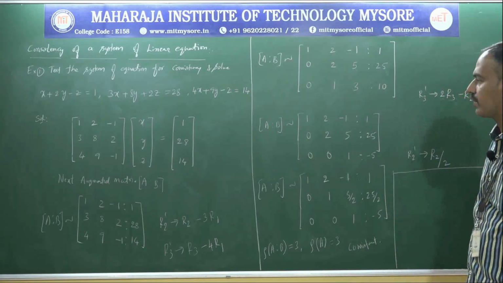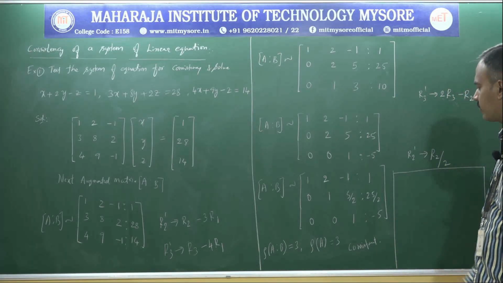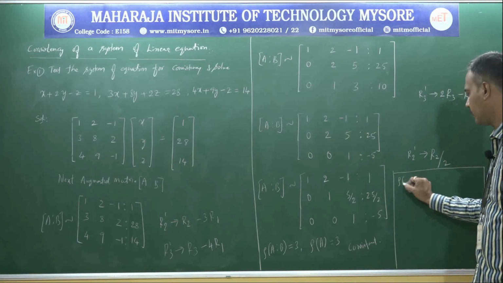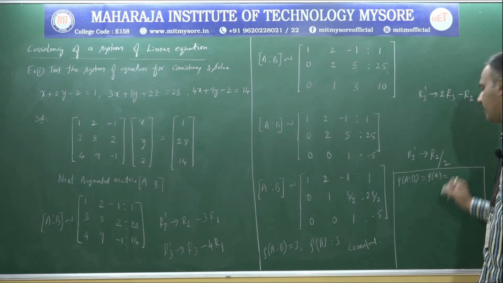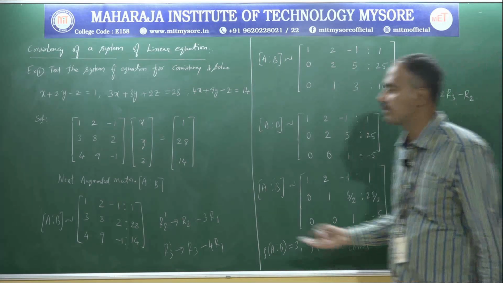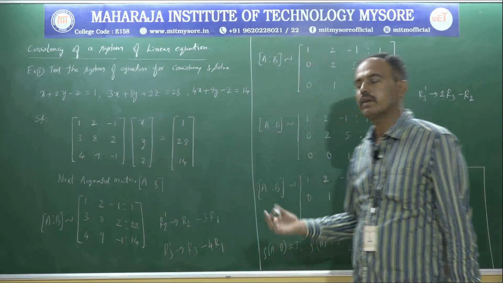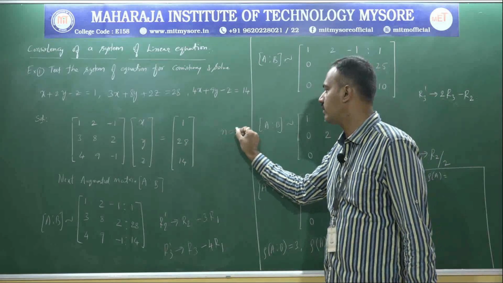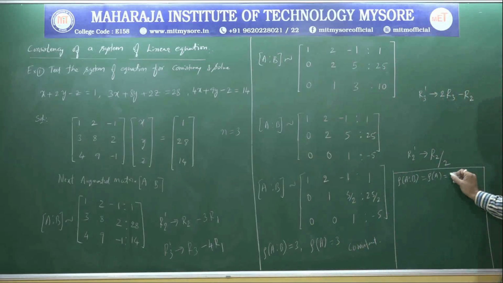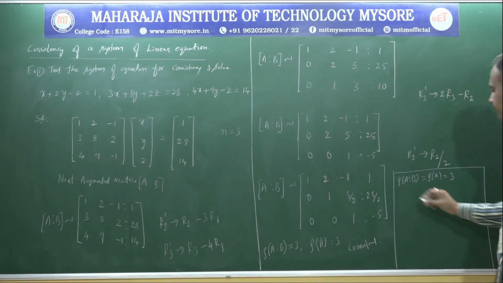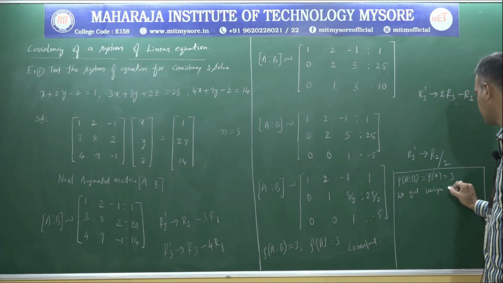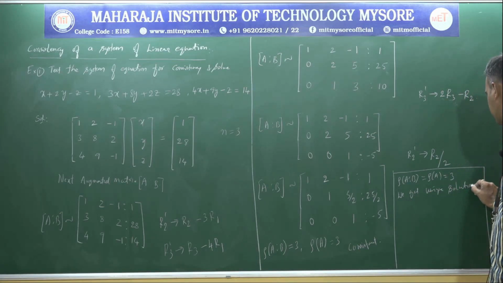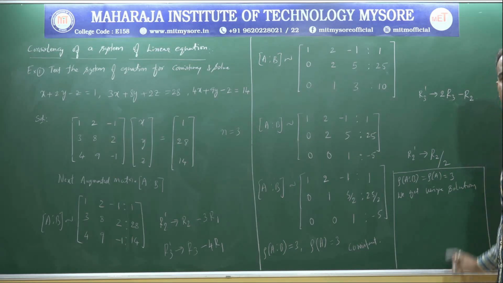Now the given system of equations is consistent, which means the rank of the augmented matrix is equal to the rank of the matrix A, and also equal to the n value. The total number of unknowns here is 3. So n is equal to 3, which means we get a unique solution here. That is the important observation.